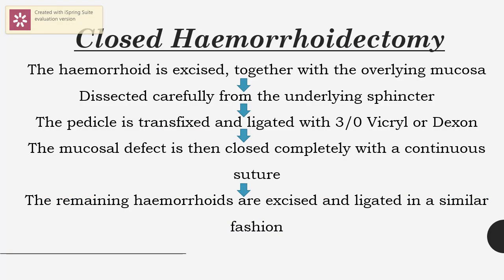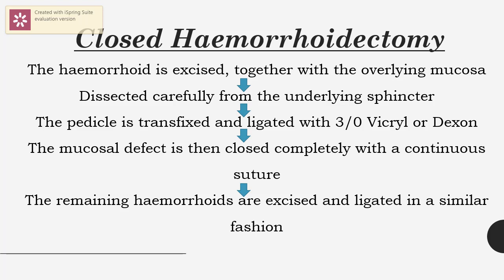Now starting with closed hemorrhoidectomy. Here the hemorrhoid is excised together with the overlying mucosa, and I'll be illustrating it in the succeeding slide in figure. Also, the hemorrhoid is dissected carefully from the underlying sphincter and artery forceps is applied. The pedicle is transfixed and ligated with vicryl or dexon, and usually 3-0 vicryl or dexon is used.